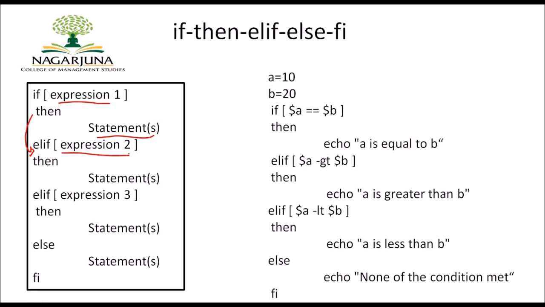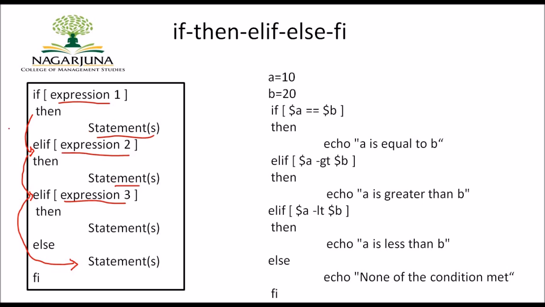If expression 2 is true, then this particular statement will be executed. If expression 2 does not hold good, again the control is given to the elif statement, which will verify the truth value of expression 3, whether expression 3 is true or false. If expression 3 is false, then this statement will not be executed. If it is true, then the statement will be executed. In case expression 3 is not true, then control will be given back to the last statement.